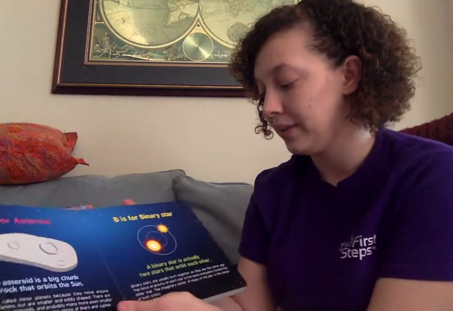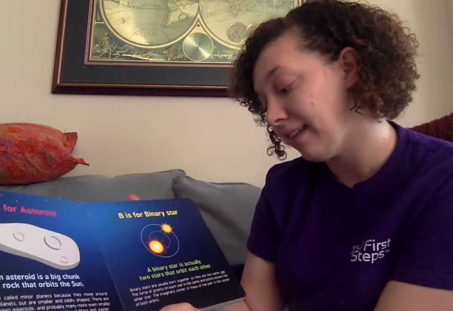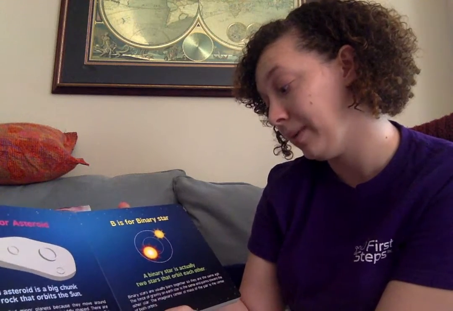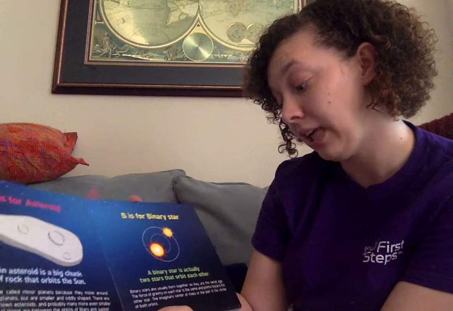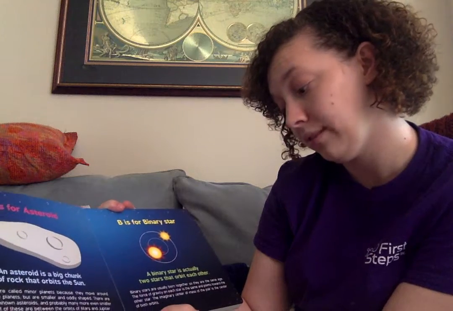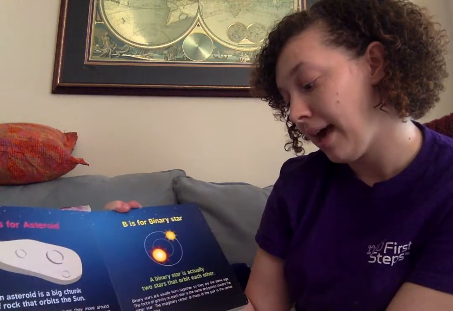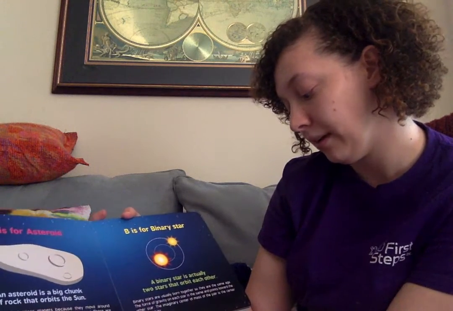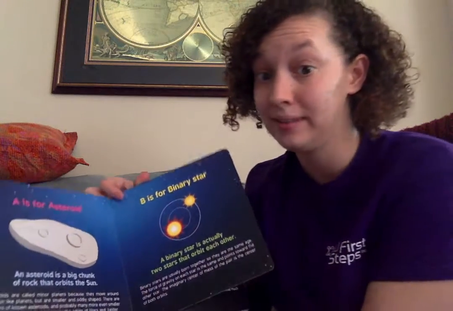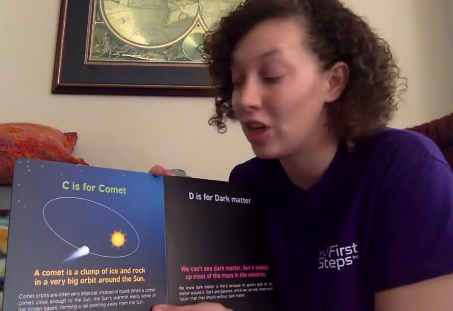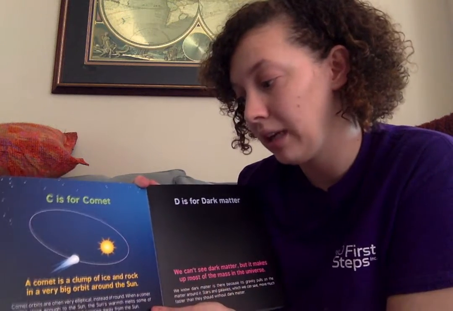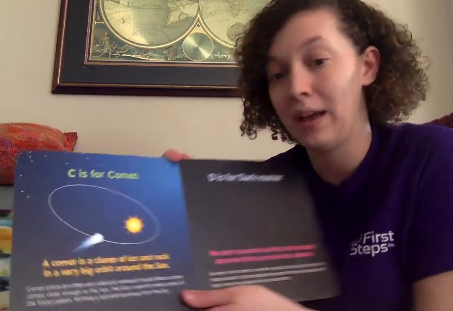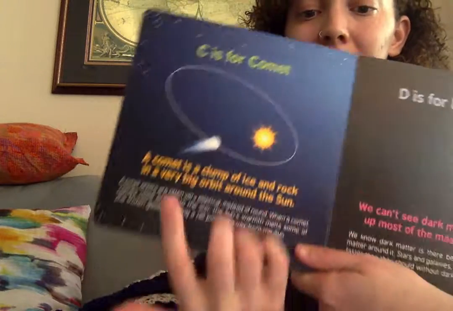B is for binary star. A binary star is actually two stars that orbit each other. They're usually born together, so they are the same age. The force of gravity on each star is the same and points towards the other star. The imaginary center of mass of the pair is the center of both orbits. C is for comet. A comet is a clump of ice and rock in a very big orbit around the sun. Do you guys see the comet right there?